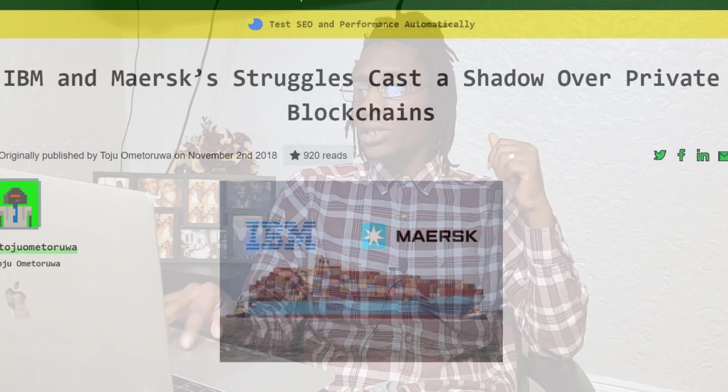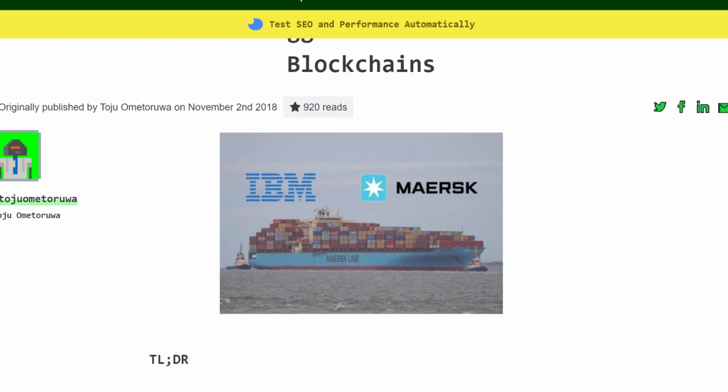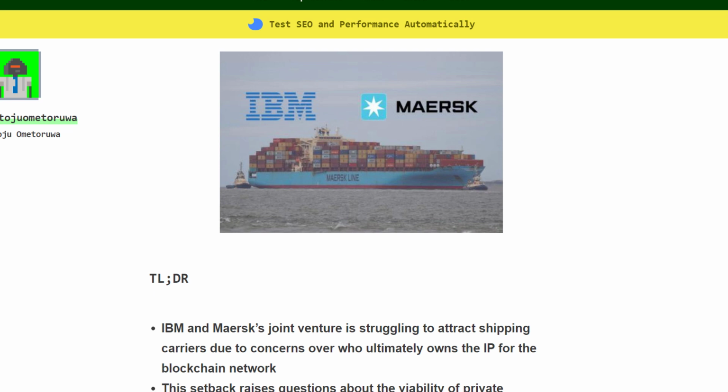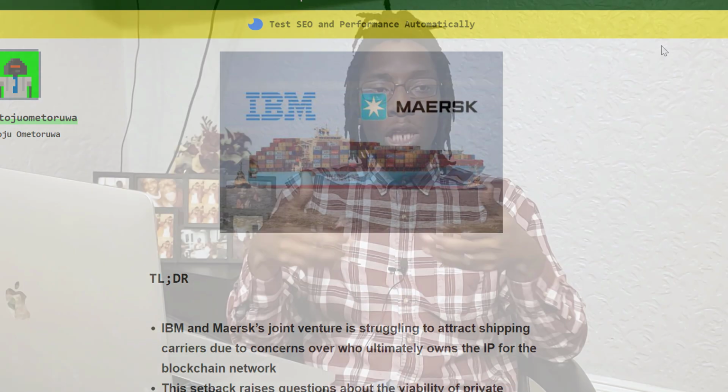Now, I do have an article here pulled up about IBM, when IBM had an issue getting their private blockchains adopted, and why? Well, it says right here, IBM and Maersk's joint venture is struggling to attract shipping carriers due to concerns over who ultimately owns the IP for the blockchain network. So you see, if your software is proprietary and if it's closed source, if it's private, people are going to have a hard time trusting you.